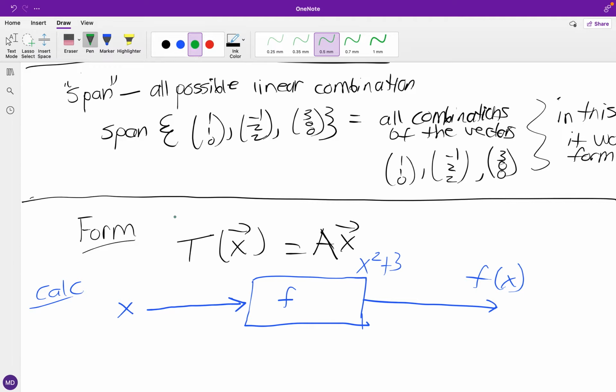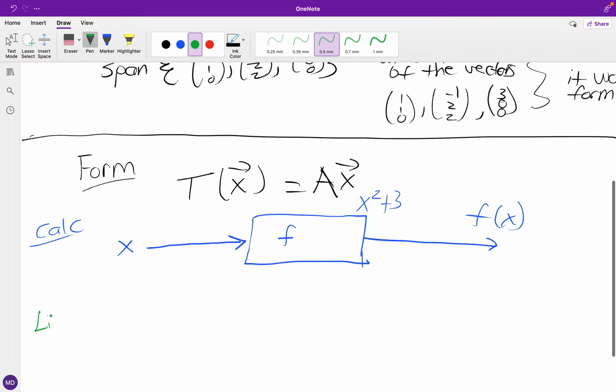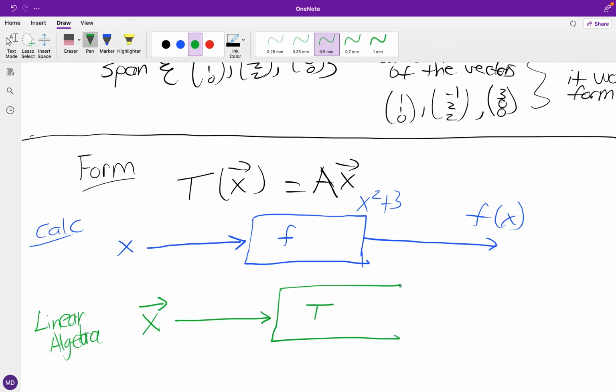Now linear algebra, it's really the same thing. In linear algebra, we're not really dealing with just scalar numbers, but we're dealing with vectors. So we take the vector x, and we pass it through not our function, but something very similar, which is our linear transformation, and out comes our transformed vector T of x. So in calculus, we put a number in, we take our function, and we get a number out. In linear algebra, we pass a vector in, we use our transformation, and we get a vector out. So it takes a vector to a vector.